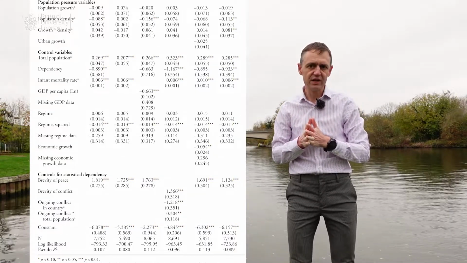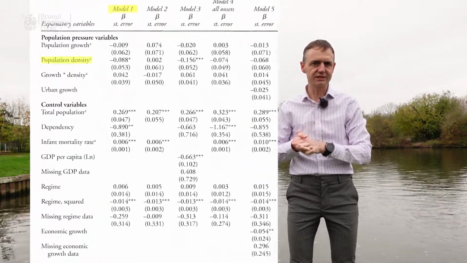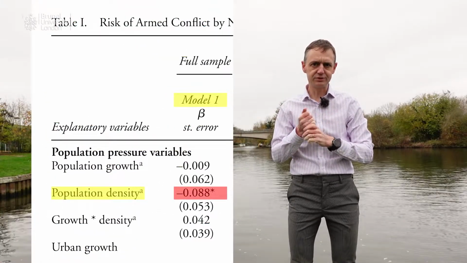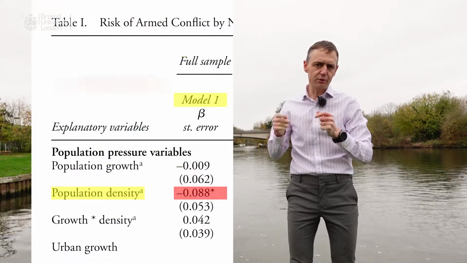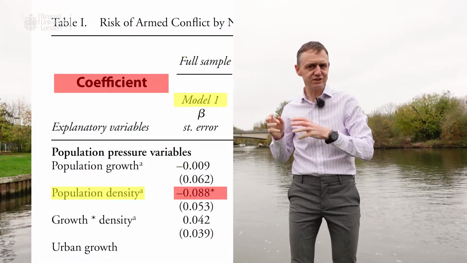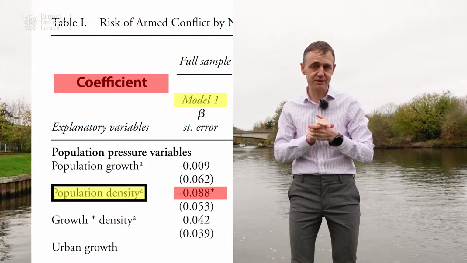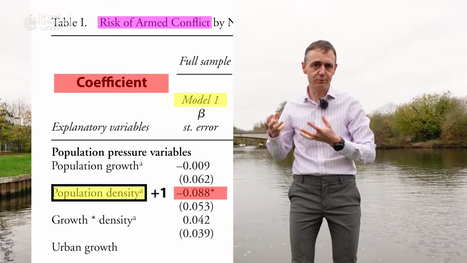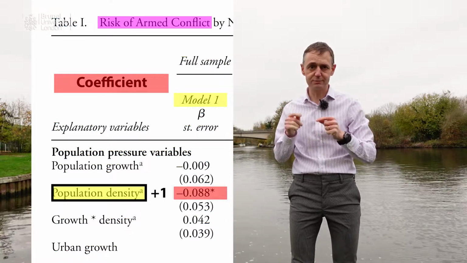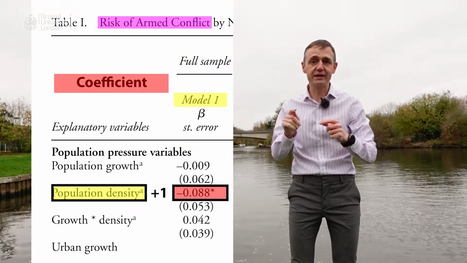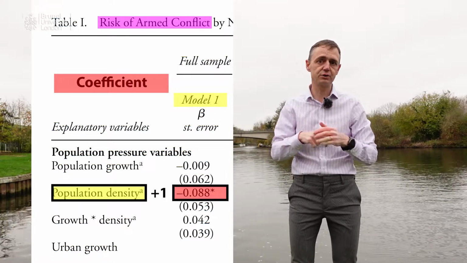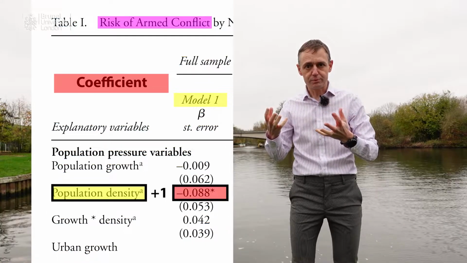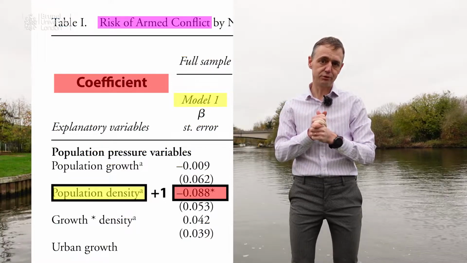For every variable and every model, we have a pair of numbers. Let's look at population density in model 1. The first number is minus 0.088. The first number is what we call the coefficient. What it means is this: if I change the independent variable, in this case population density, by 1, how much will my dependent variable, risk of conflict, change by? Well, the answer is that the risk of armed conflict will change by minus 0.088. For every 1 I add to population density, risk of conflict goes down by 0.088.